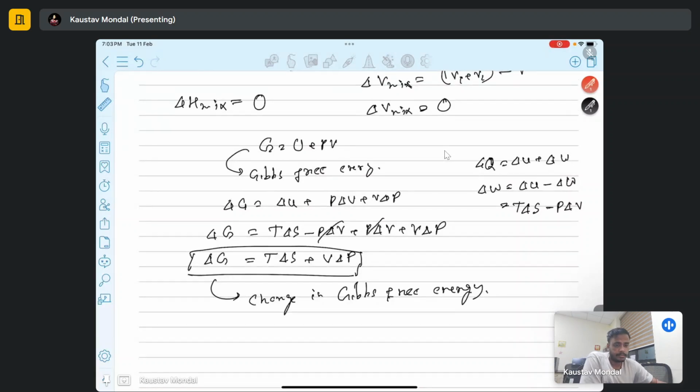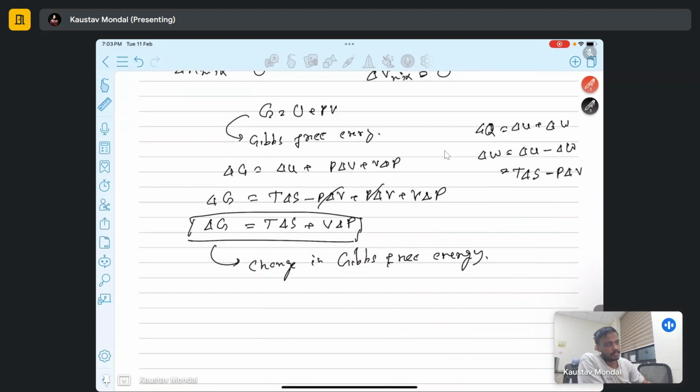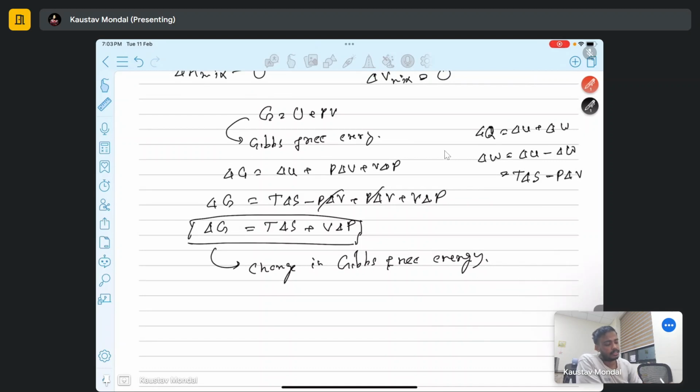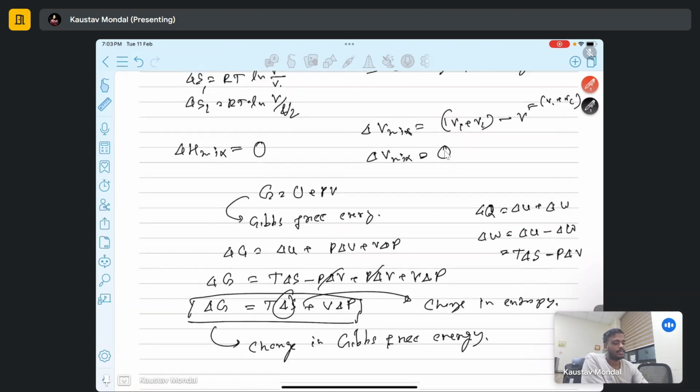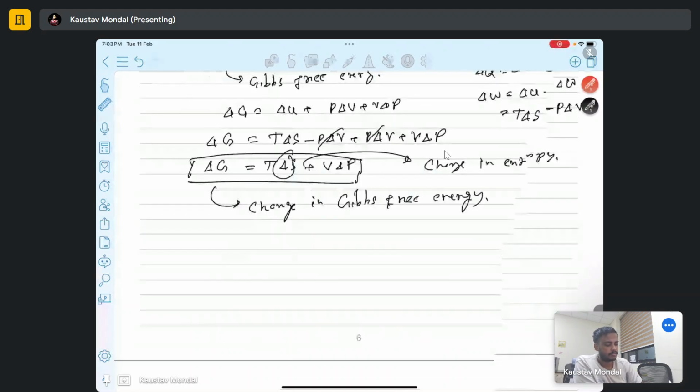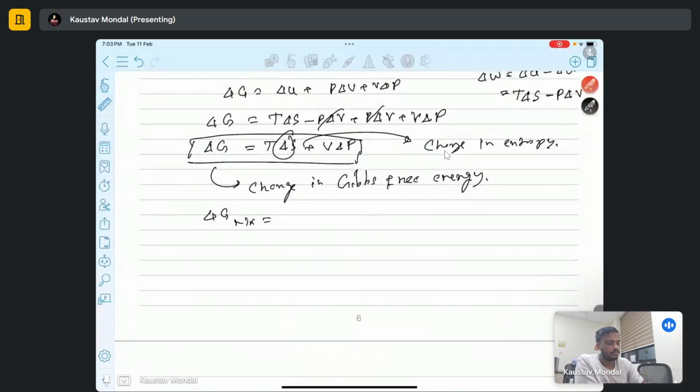Now, the reason for writing this equation is that you can see delta G includes T delta S, and delta S is nothing but the change in entropy, right? Since the entropy itself is changing due to mixing, we can easily conclude that delta G can also change. So delta G mix for the system should be not equal to 0.